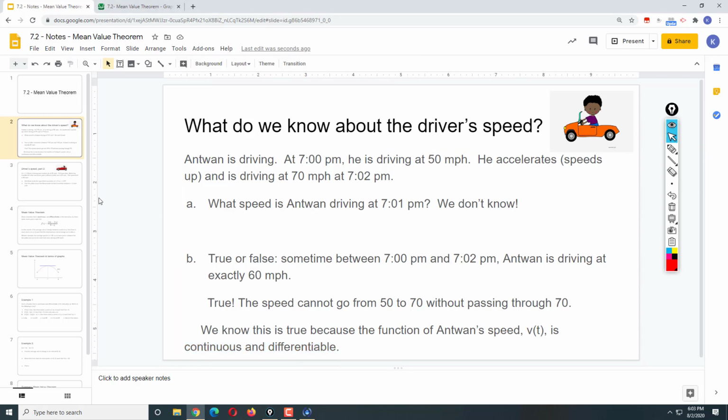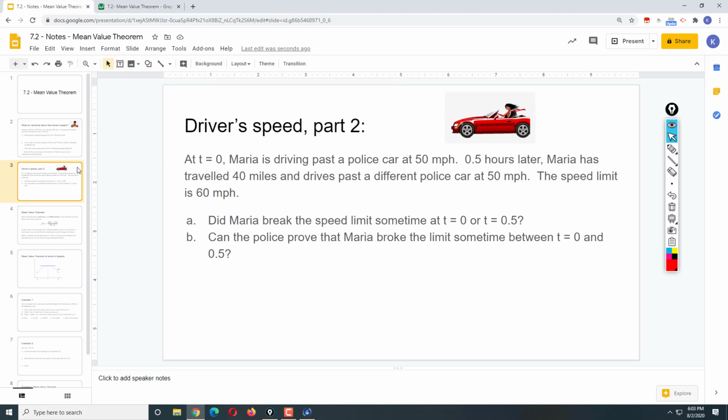All right, thinking question number 2. Second problem. At t equals 0, Maria is driving past a police car at 50 miles per hour. Half an hour later, 0.5 hours, so 30 minutes, Maria has traveled 40 miles and drives past a different police car at 50 miles per hour. The speed limit everywhere is 60 miles per hour.